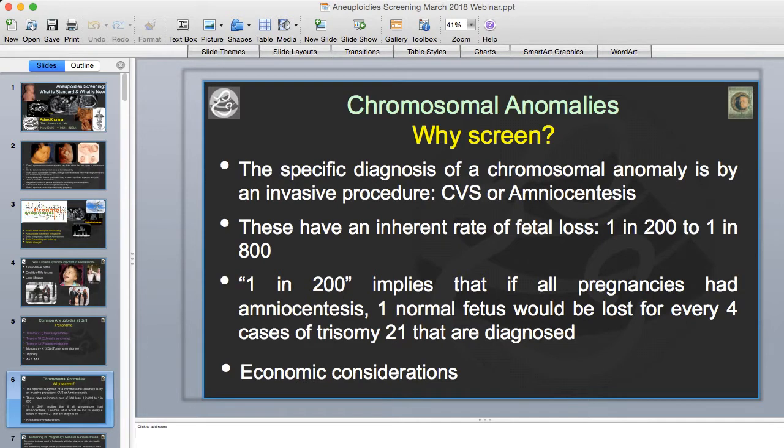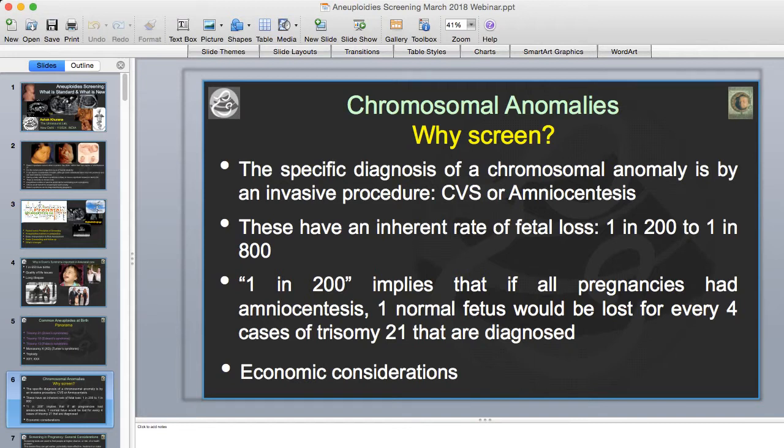If we take the beginner, say 1 in 200, it means that if all pregnancies had amniocentesis, then one normal fetus would be lost for every 4 cases of trisomy 21 that are diagnosed, and obviously this is not acceptable. Now, if that is not acceptable, then we have to move on to a method which is acceptable, and that is by reducing the possibilities of having miscarriages and yet try and detect as many as possible. And that is what screening is all about.